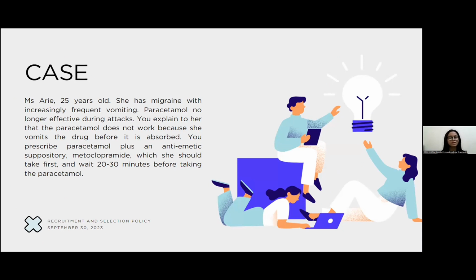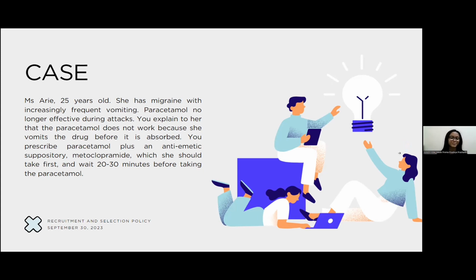You explain to her that the paracetamol does not work because she vomits the drug before it is absorbed. You prescribe paracetamol plus an antiemetic suppository, metoclopramide, which she should take first and wait 20 to 30 minutes before taking the paracetamol. Okay, that is the case. The next presentation will be presented by Matt.